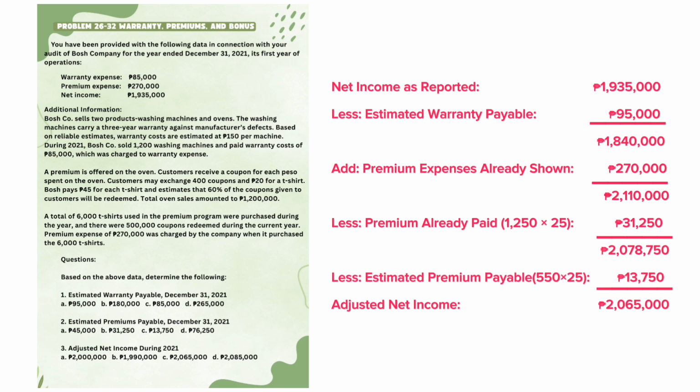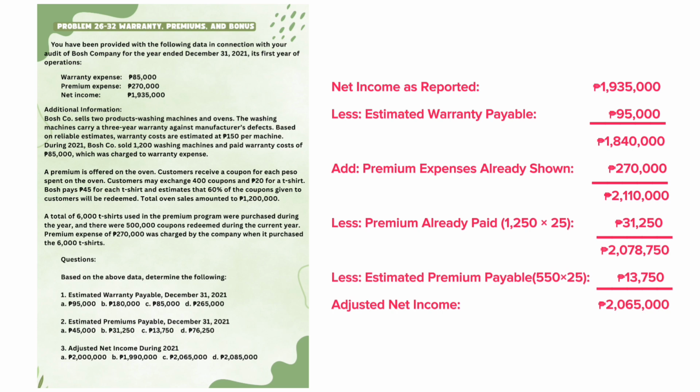So 2,110,000 minus 31,250, we have the amount of 2,078,750. Then we subtract also the estimated premium payable, which is 13,750. Since the company expects 60% of the coupons to be given, 1,200,000 times 60% is 720,000 coupons.